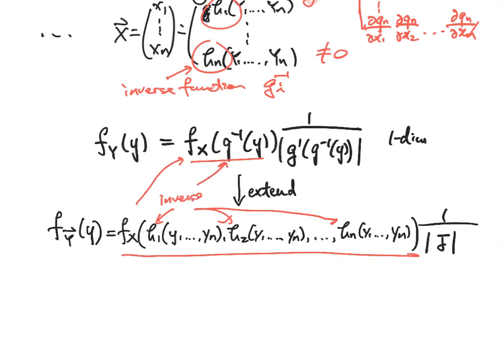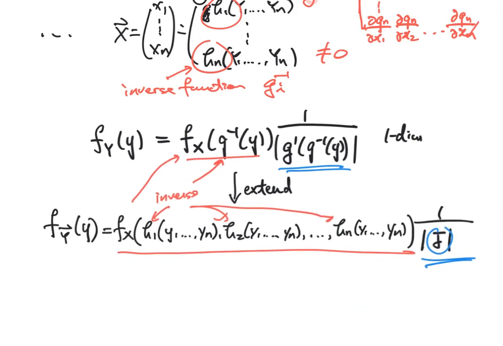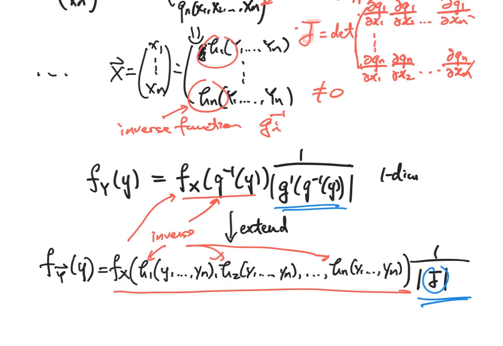The second term corresponds to this. Remember, for the one-dimensional case, the denominator is just the absolute value of the derivative of g. And for the n variable case, this J is again the first derivatives, but because you have n functions and n variables, it now becomes this matrix. Then we take the determinant, and again we take the absolute value. So this is the general change of variable formula.